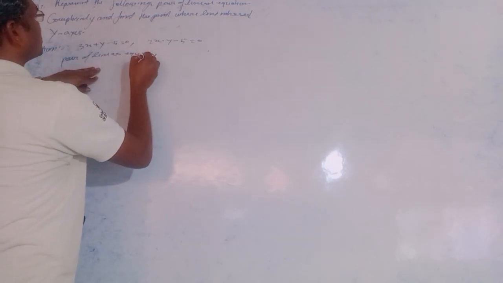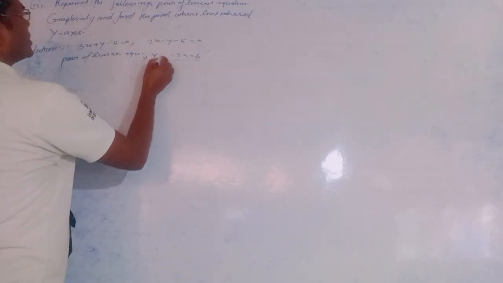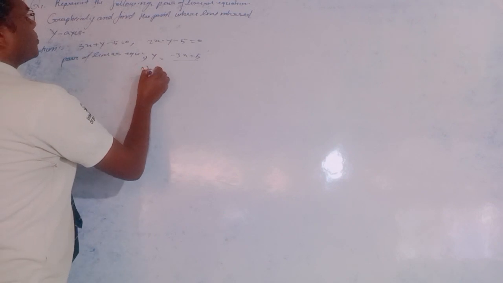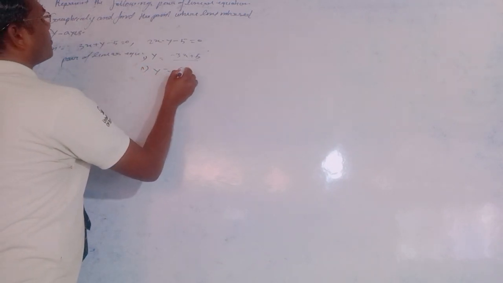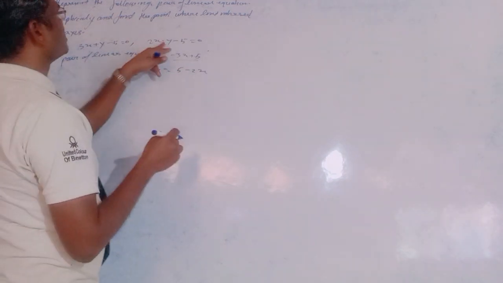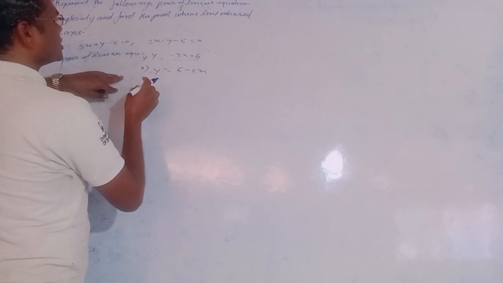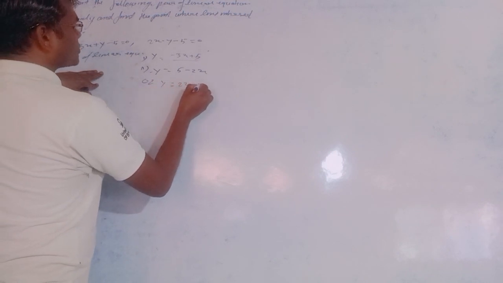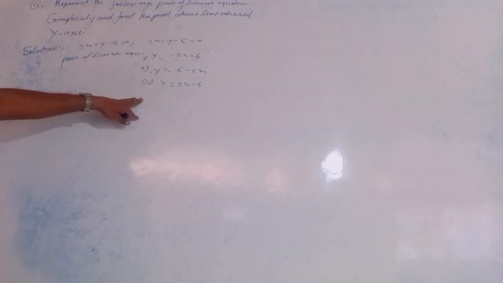From the first linear equation, y is equal to minus 3x plus 5. So y is equal to 5 minus 3x. From the second equation, y is equal to 2x minus 5. Both become linear equations.